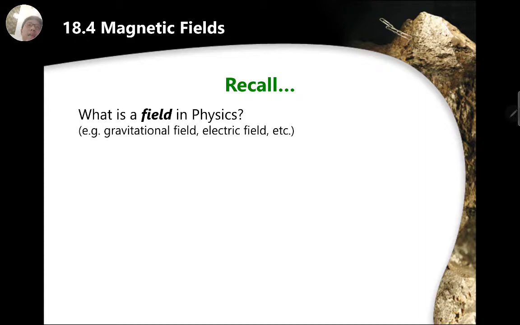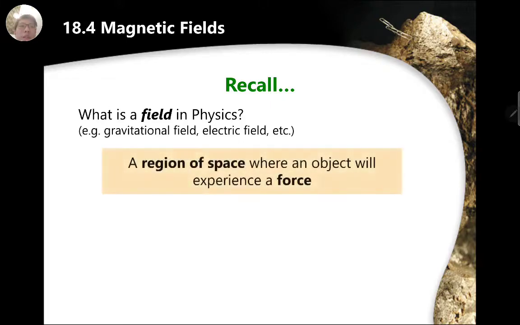So, before we jump into magnetic fields, let's recall what is a field in physics. This is something that you should be familiar with because we've talked about it twice, right? Once in mass, weight, density and then recently in electricity. So we have gravitational field and electric field. What are these things? Do you remember? So a field in general, if you remember, is a region of space where an object will experience a force. A region of space where an object will experience a force. This is generally what a field is in physics, right?